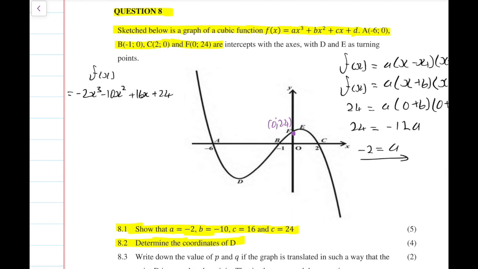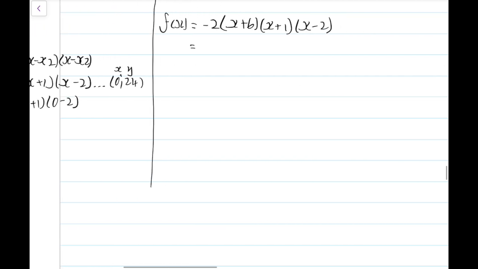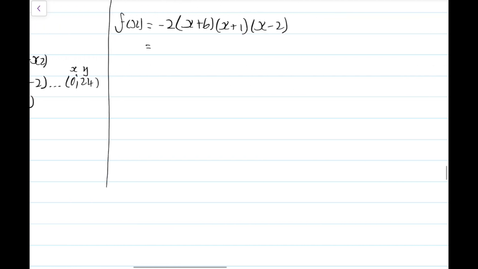Let me just write this for 8.2. First, let me write out that f of x is equal to minus 2x cubed minus 10x squared plus 16x plus 24.